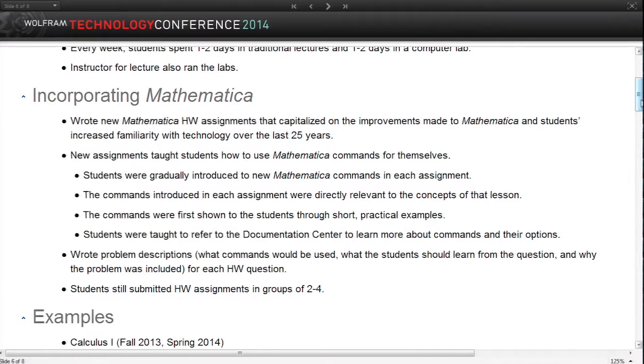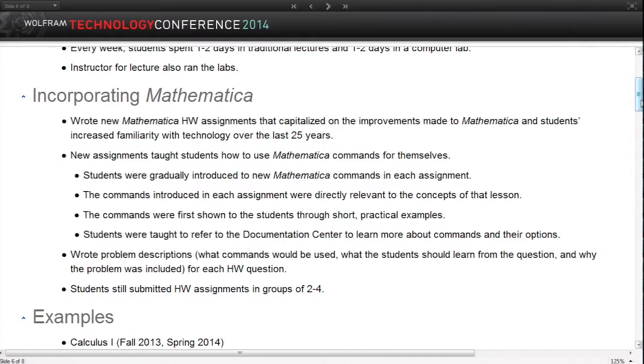So they were directly relevant to the concepts of that lesson, but we didn't just throw it to them. We built from the basics, and we first said, here's the anatomy of the command, and here's a quick example. So if you want to compute a limit, here's what it will look like in a generic sense, and here's an example. And so we taught them through short practical examples, but in the homework assignments that the students had to work through, they weren't just short practical problems. They were often long and involved thought processes that had to be going into some of the problems.